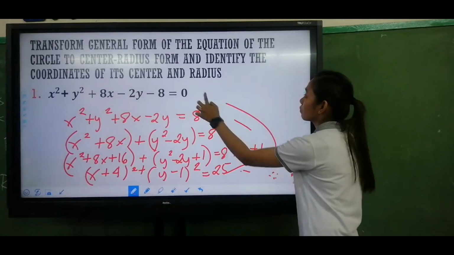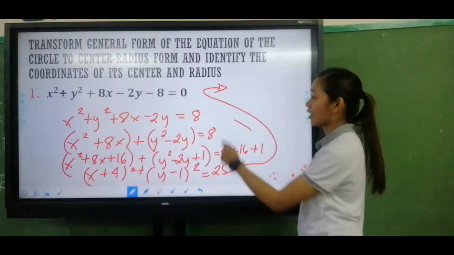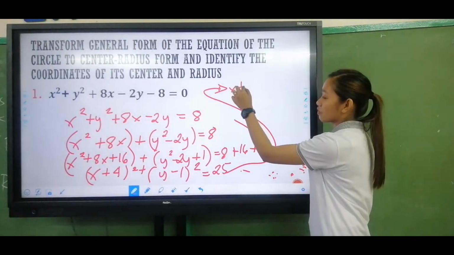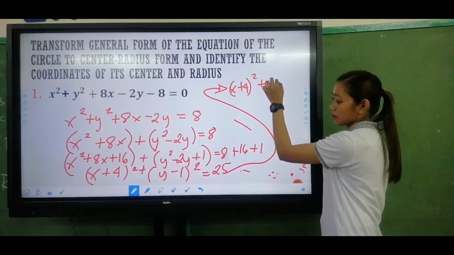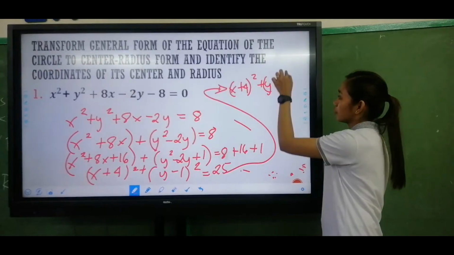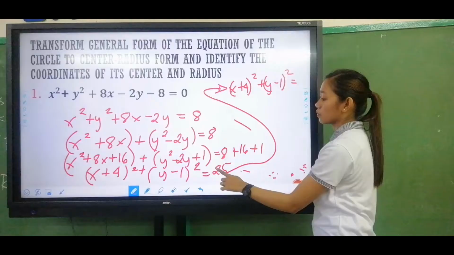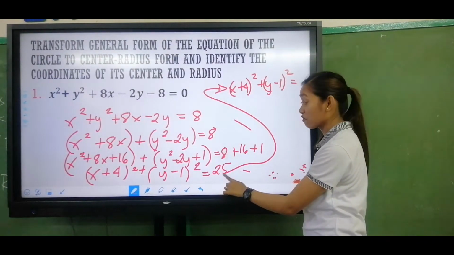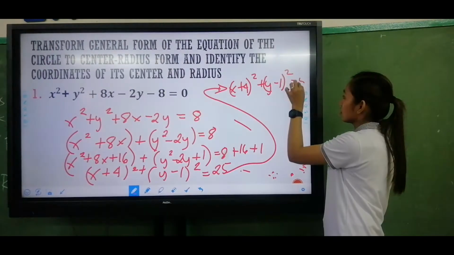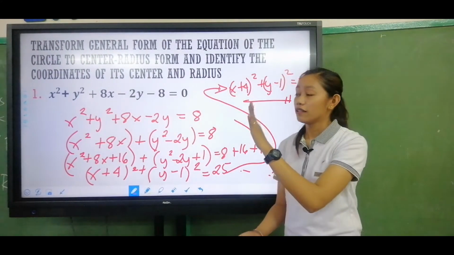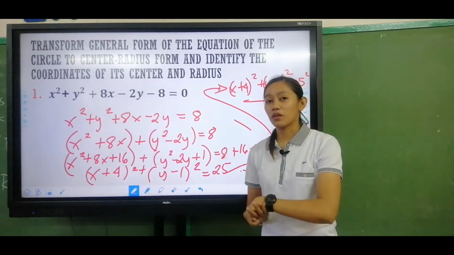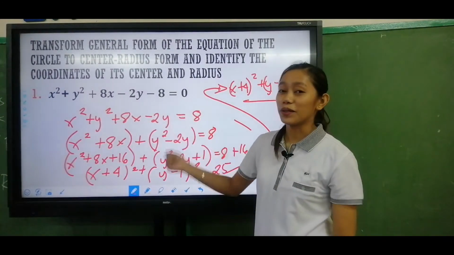When we simplify that, that is x plus 4 squared plus y minus 1 squared is equal to the square root of 25. So that is 5. So this is 5 squared. This is now your center radius form of the equation of your circle in number 1.